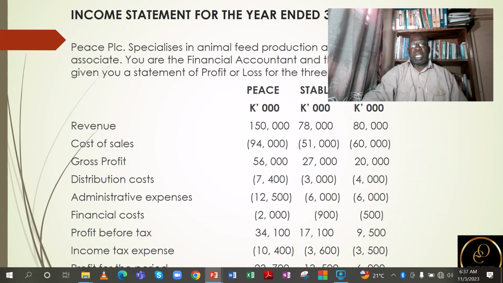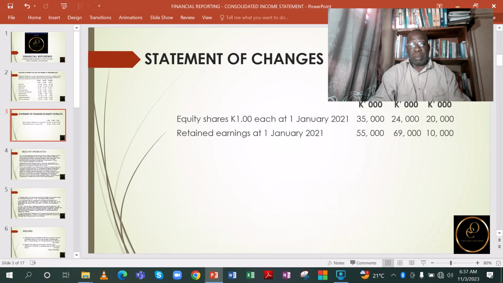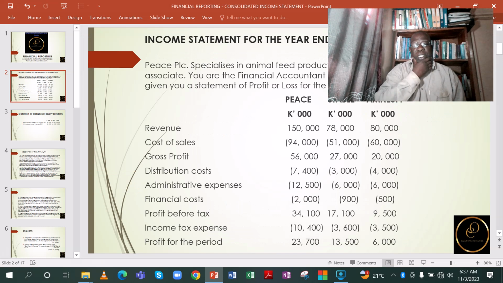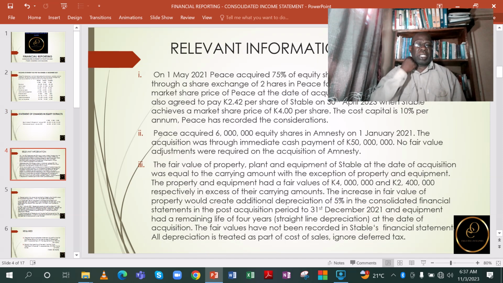So what do we have? We have these three statements, and they give you revenue, cost of sales, through to determining your profit for the period. Let me see if I can reduce this so that it can be accommodating. That's the profit that we have. Now, to that we have additional information or notes, or relevant information.